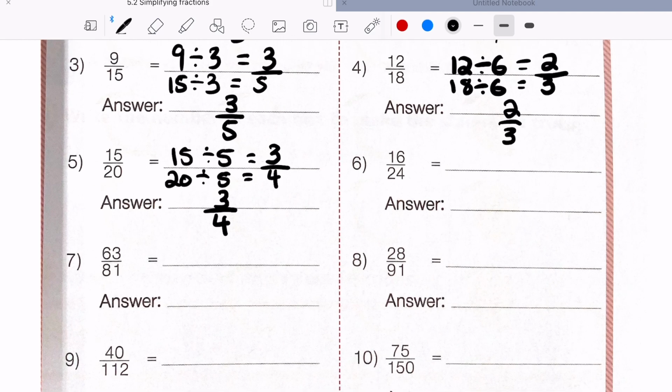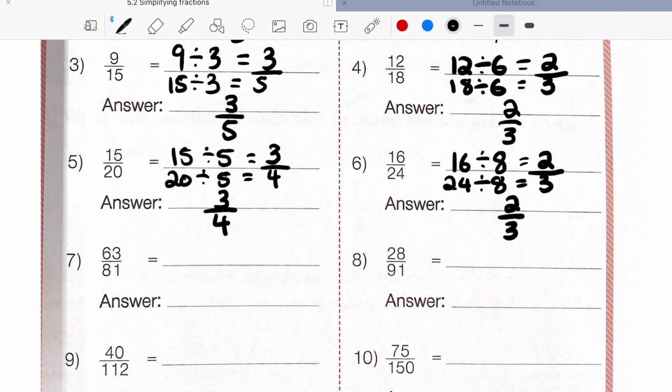All right. Let's try number 6 together. 16/24. So we can divide by 8. We can also divide by 4, right? Because both of these fit into these numbers. So it's really up to you. We can divide many times or we can divide one time, right? So let's try 8. 16 divided by 8 equals 2. Very good. 24 divided by 8 equals 3. So our answer is 2/3.